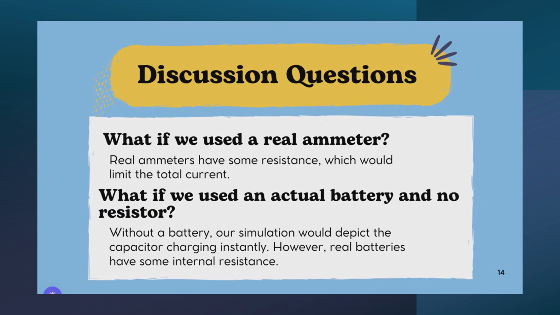Some discussion questions. What if we used a real ammeter? So real ammeters actually have some resistance and not just 0, which would limit the total current and change some of the values. And then what if we used an actual battery and no resistor? So without a resistor, our simulation would depict the capacitor charging instantly. However, real batteries do have some internal resistance and need time to build up charge.